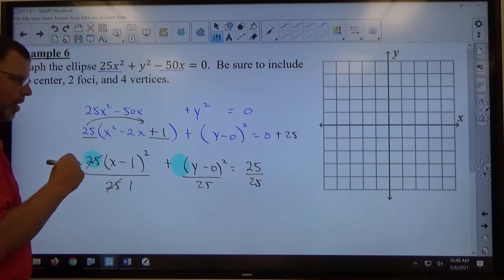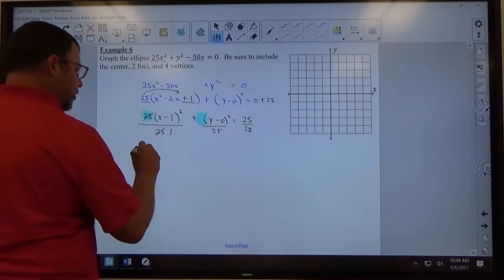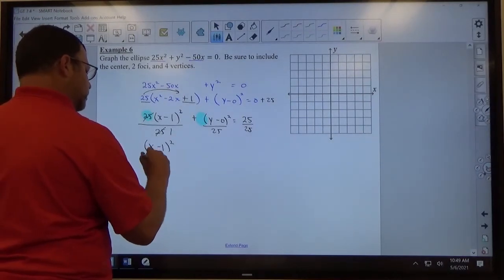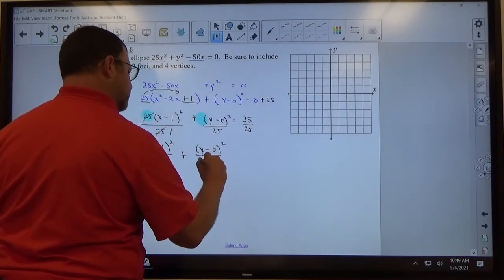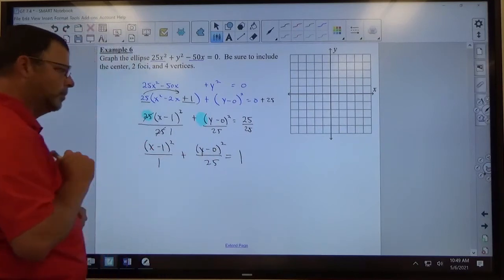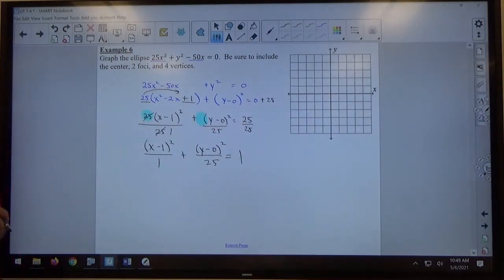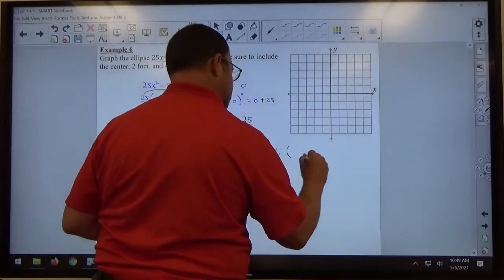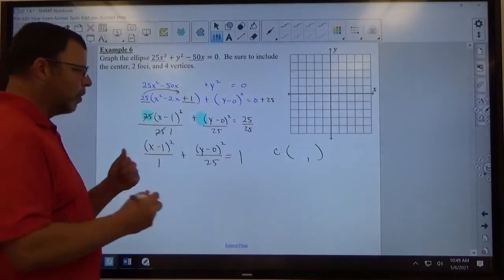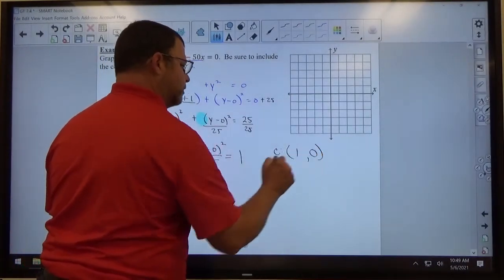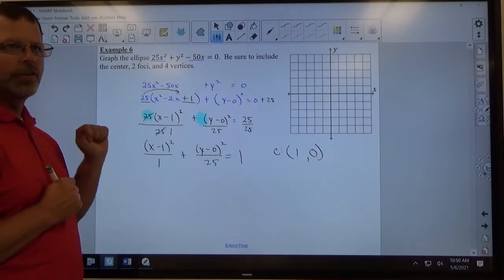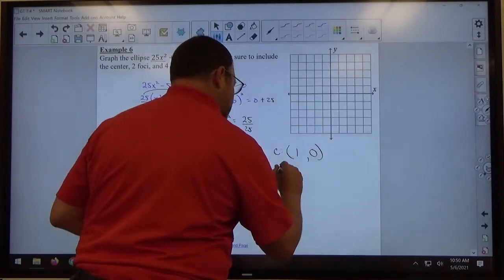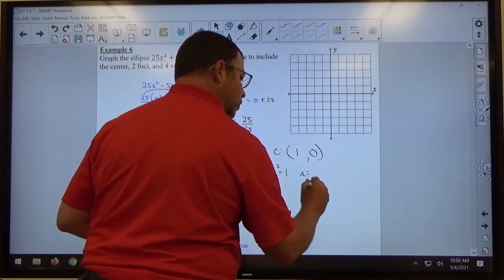So over 25. So my final standard form for this whole thing is going to be x minus 1 squared over 1 plus y minus 0 squared over 25 equals 1. 25 over 25 there made 1 as well. Which makes my center h is positive 1, k is 0. h is with x, change the sign, k is with y, change the sign. a squared is equal to 1, so a is equal to 1.